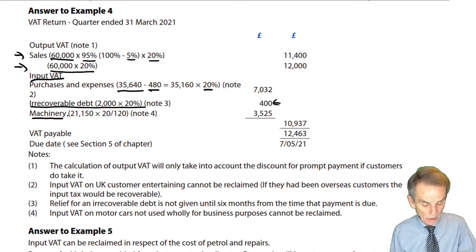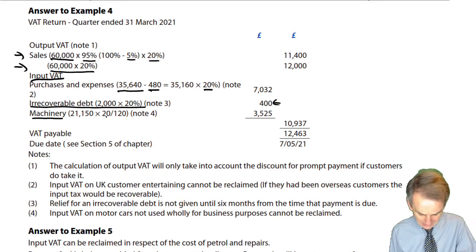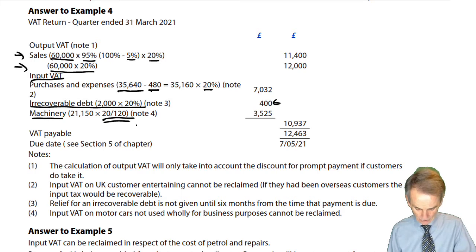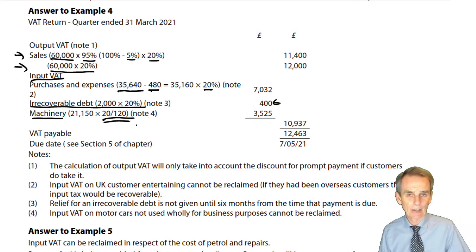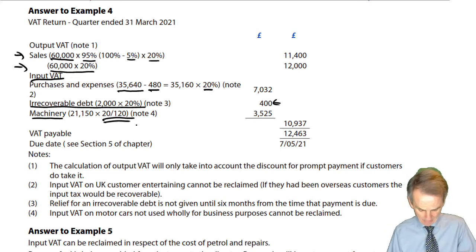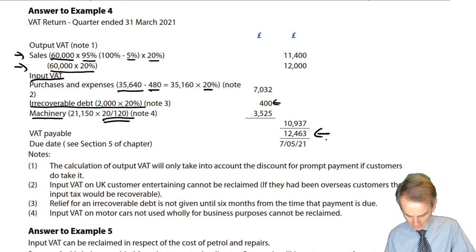The machinery, we do get to recover on that, not the car. That is a VAT inclusive figure, and therefore we take 21/20. Compare the output VAT with the input VAT, and the excess of the output VAT over the input VAT, that is the amount of VAT that is payable, and that would appear to be £12,463 there.